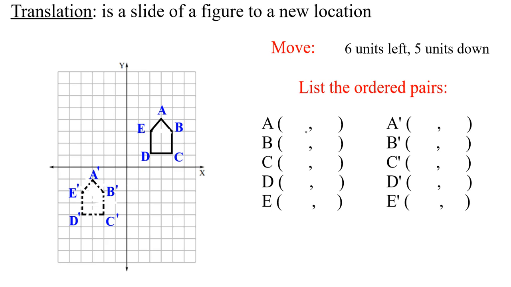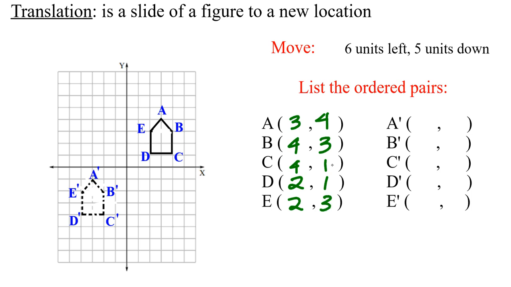So let's list the ordered pairs for the house. If we look at A, the location of point A is at (3, 4). Location B is (4, 3). Location C is (4, 1). Location D is at (2, 1), and location E is at (2, 3).